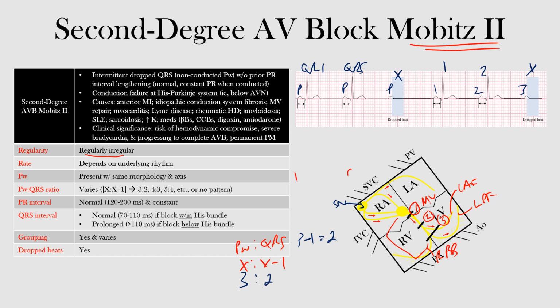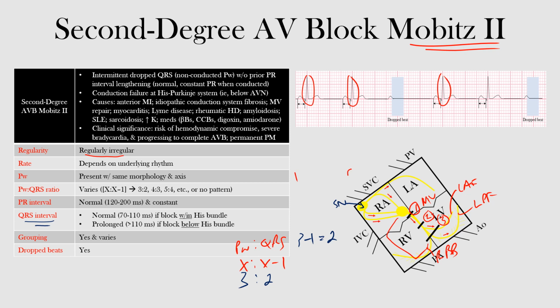In terms of the PR interval, remember we said this is normal and constant, okay? So our problem is below the AV node, so we tend to see a normal PR interval that's constant throughout. Okay, so all of these PR intervals are constant. And then in terms of the QRS interval, notice here that we're looking at narrow QRS complexes. Okay, I'll erase this so you can see it. So we have narrow QRS that are normal duration. Okay, so narrow QRS complexes when the beat is conducted through.